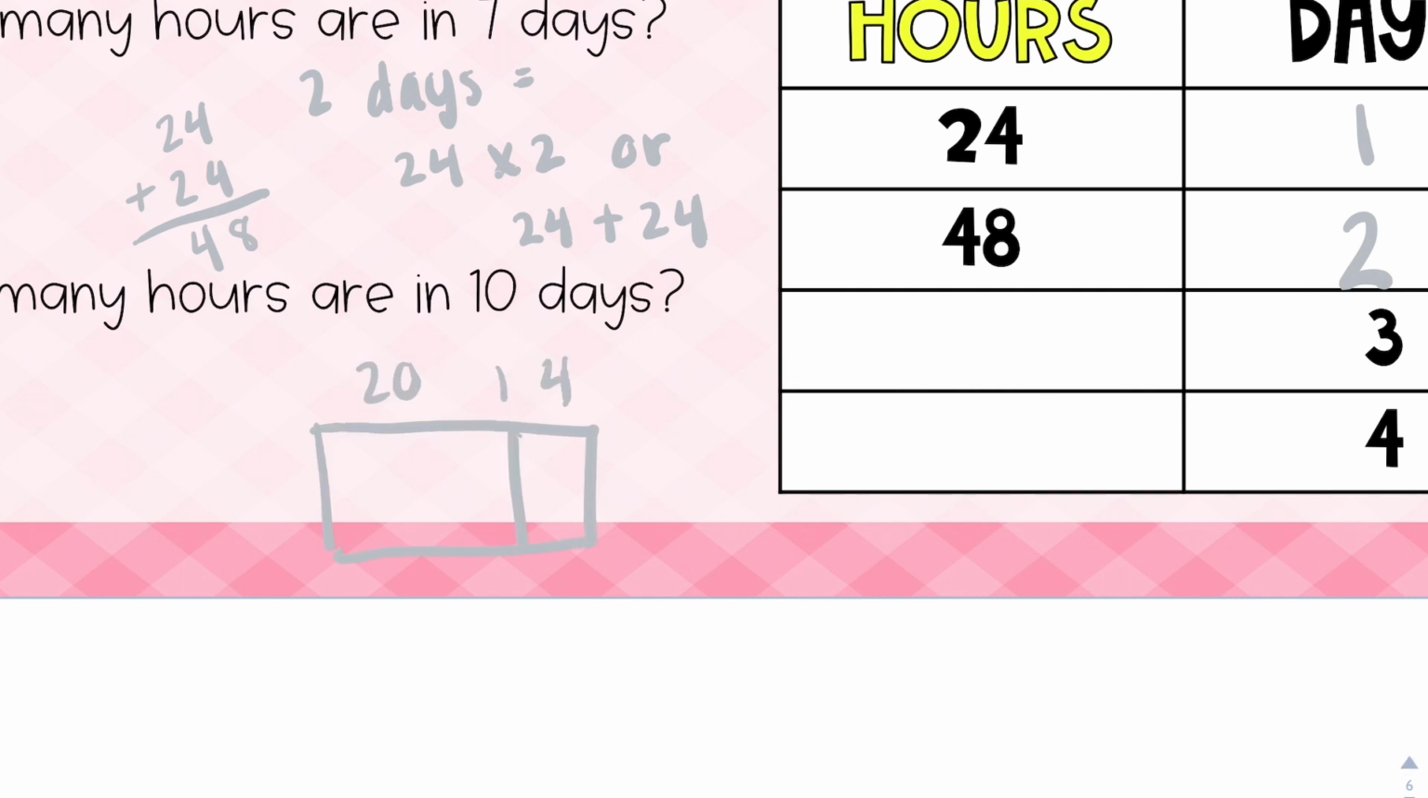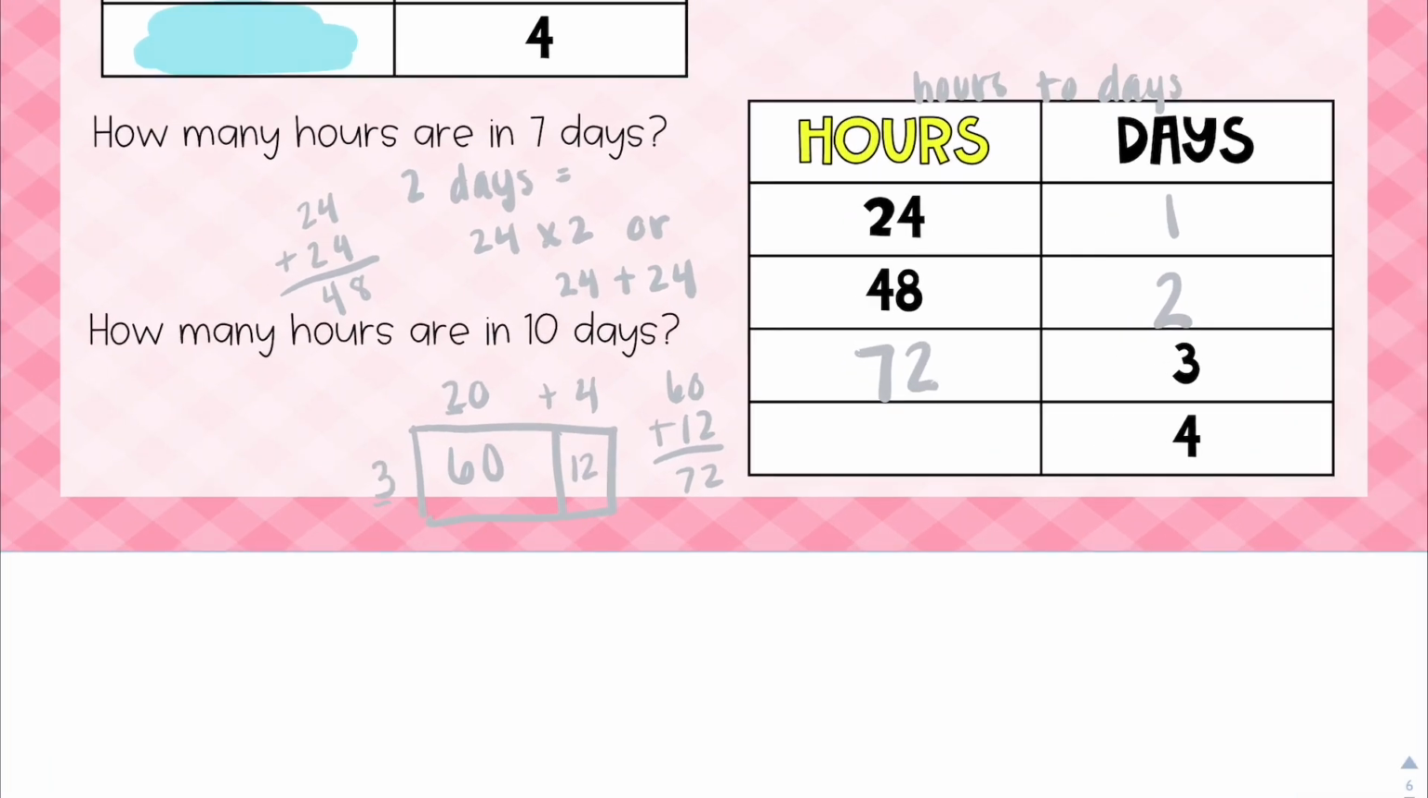So I put 24 into expanded form by doing 20 plus 4. So I know 3 times 20 is 60, and then 3 times 4 is 12, and when I add those together, my partial products, I get 72. So I know that 3 days is equivalent to 72 hours.